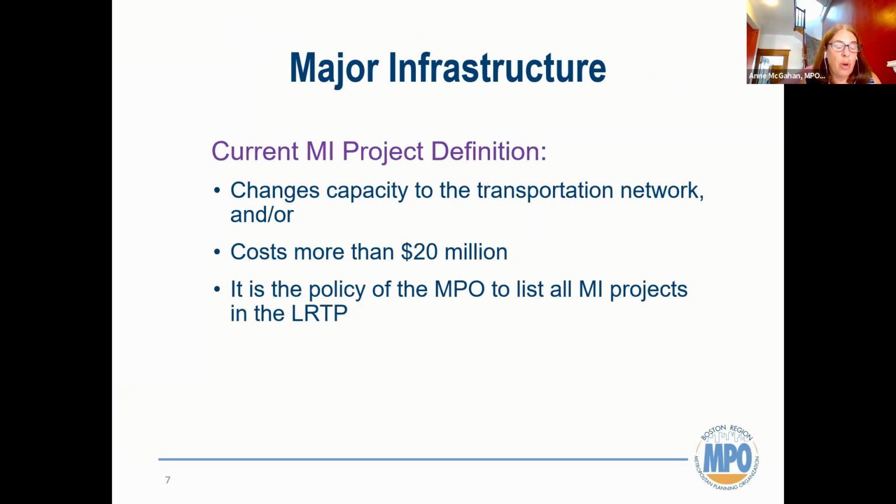So to focus now on the major infrastructure program, this slide shows the MPO's definition of its major infrastructure program that the MPO wanted to revisit. The MPO identified major infrastructure projects based on costs or whether they changed the capacity of the transportation network. The definition was any project that changes the capacity of the network that costs over $20 million. And it is also the policy of the MPO to list all major infrastructure projects in the long-range plan.